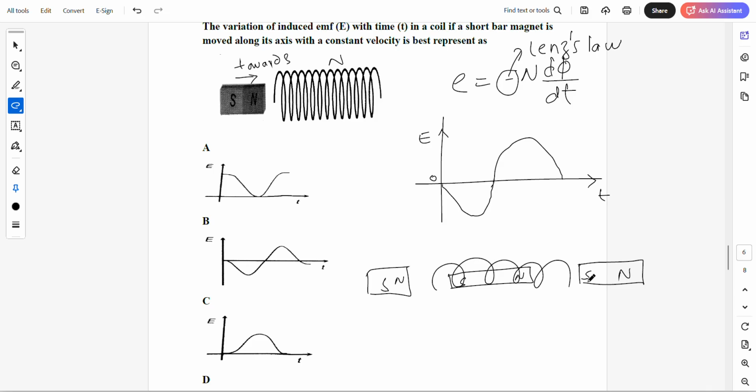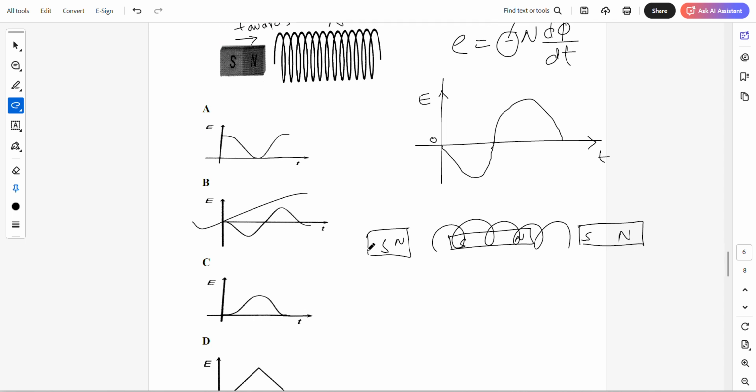Because the rate of change of flux will be decreased. Decrease means minus. Minus into minus becomes plus. B is the right answer. Hope you understood this. Once it is inside, there is no relative speed. It is 0 here. EMF induced will be 0 here. Again, it increases. Hope you understood this.